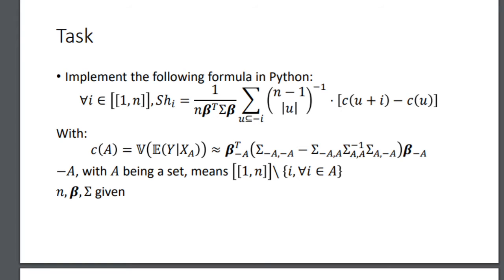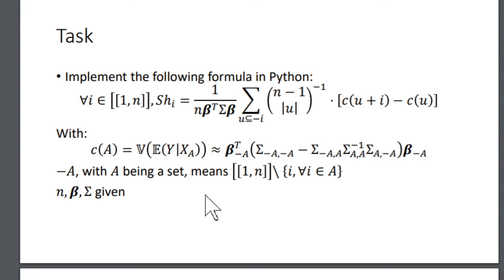If we have a set A, the cost function of A is equal to the variance of the expectancy. How is it called in English? I don't know. It's the variance of the conditional expectancy of Y with respect to X_A. So if A is a scalar, it means only the value x_i, so x1, x2, x3. And if A is a set with multiple values, so let's say A is equal to 2 and 3, it means that it's the conditional expectancy of Y knowing x2 and x3.